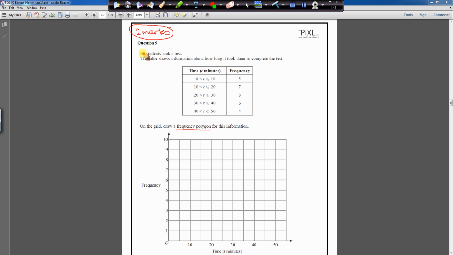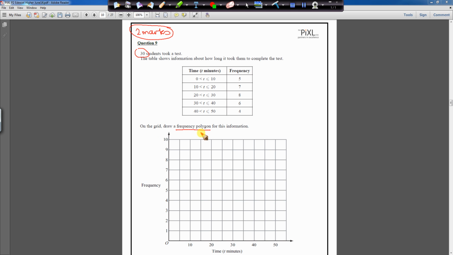So question 9, context, 30 students took a test. The table shows information about how long it took them to complete the test. So for the time we have a range of values from 0 to 10, the lower bound and the upper bound of our class width. Frequencies, how many people were in those particular time frames.